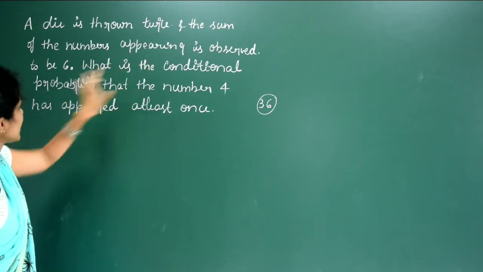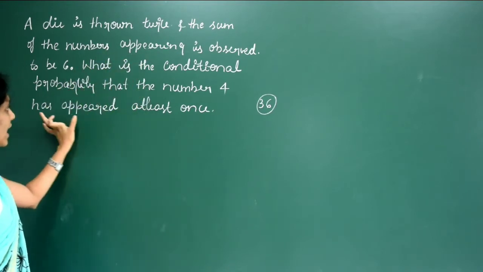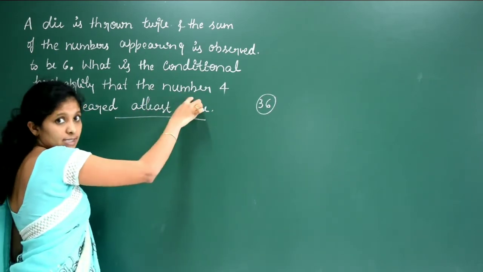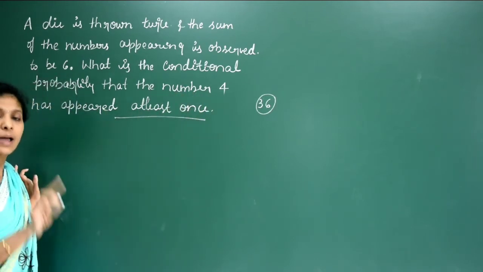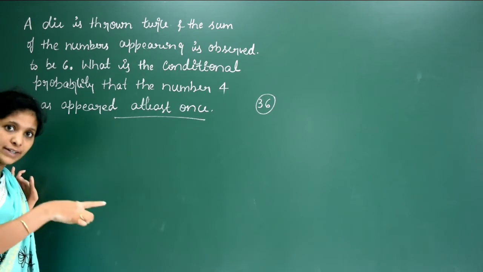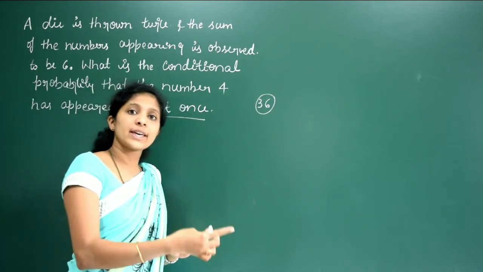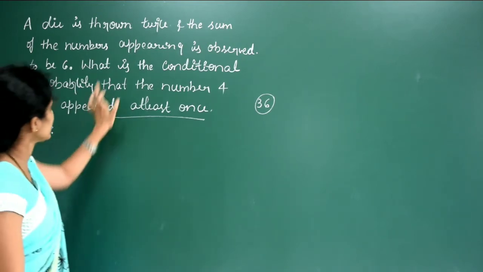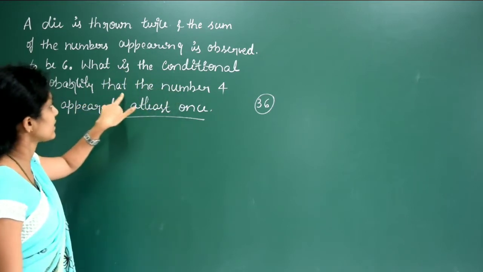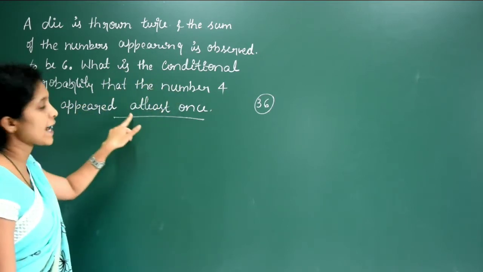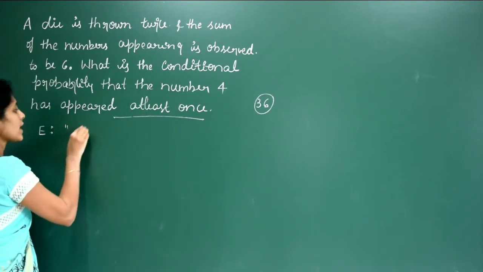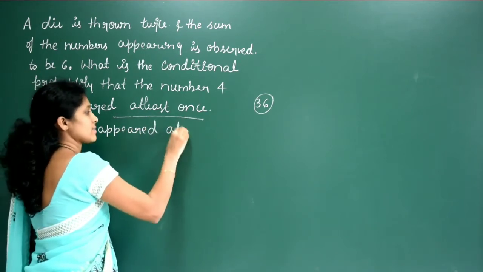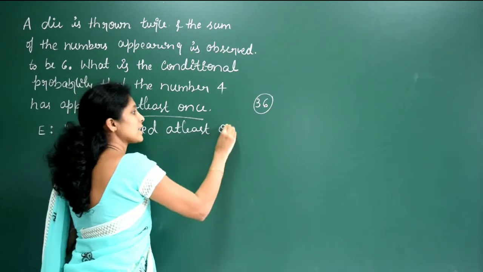Now, what is the conditional probability that the number 4 has appeared at least once? Now, we are finding the conditional probability for this one. This is the number 4 has appeared at least once. But I always take whatever probability you have to find as E, and the other one you take as F, so that it will be easy. Okay. Now, E, I will consider this as the probability you have to find. See this one. What is the conditional probability that the number 4 appeared at least once? This is the event 4 appeared at least once.